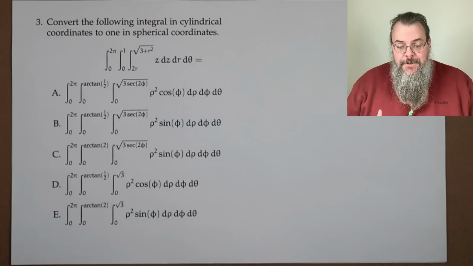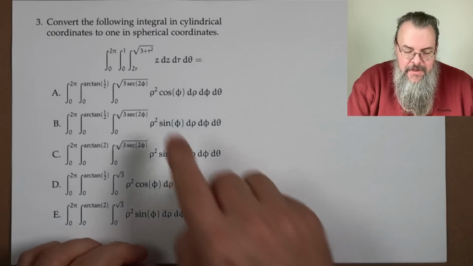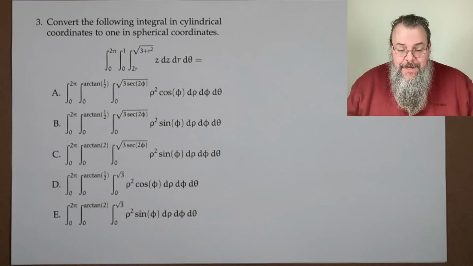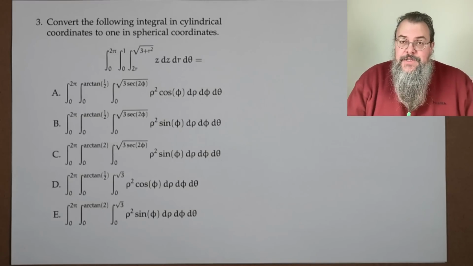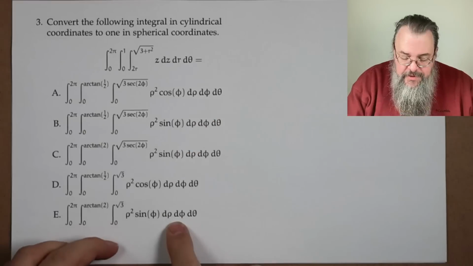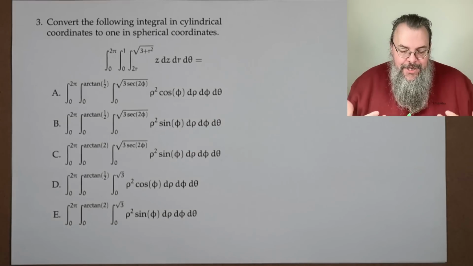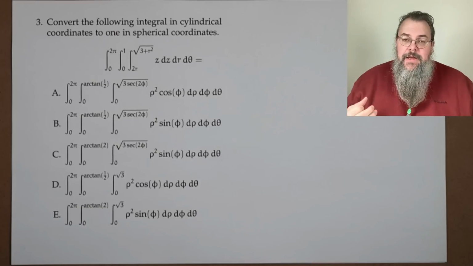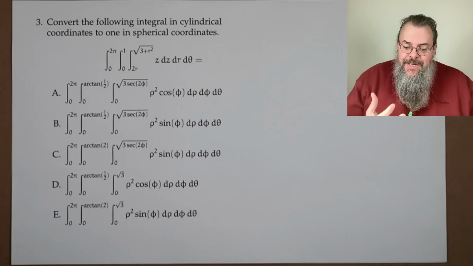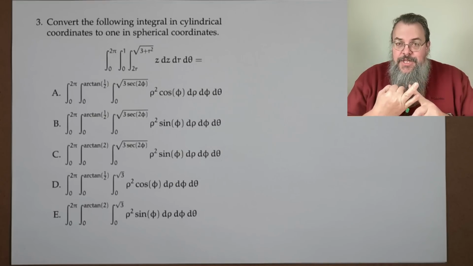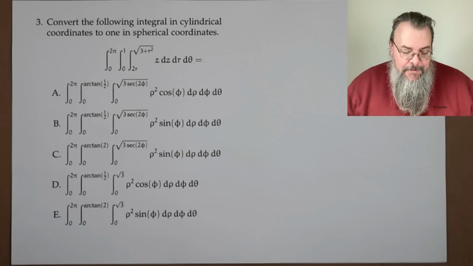Convert the following integral in cylindrical coordinates. And we see z's, r's, and thetas, feeling very cylindrical, to one in spherical coordinates. That should be rhos, phi's, and thetas. Okay, so we need to figure out what's going on. And when we think about changing, you always have to make sure you account for three things: your region, your function, and how you break things up.